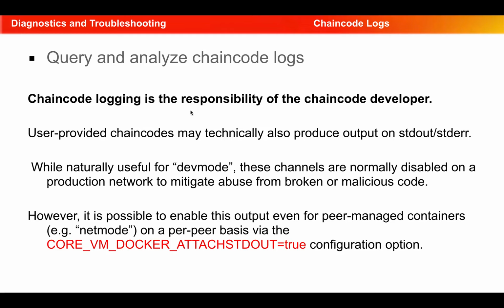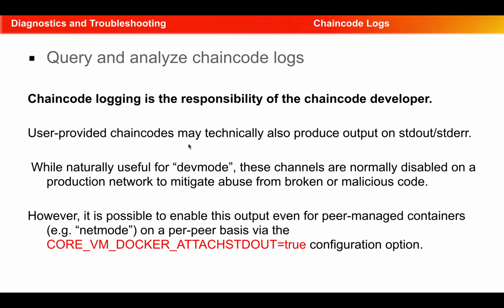Next is chain code logging. Who is responsible for seeing the chain code logs, and why are these chain code logs very much necessary? If a developer is developing a chain code on top of the network, then it is very much necessary to debug the logs that are generated by the chain code.